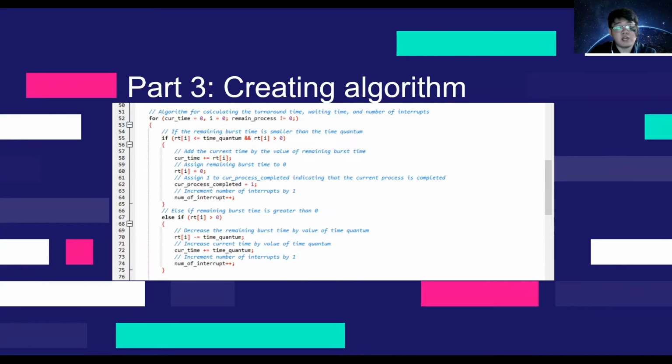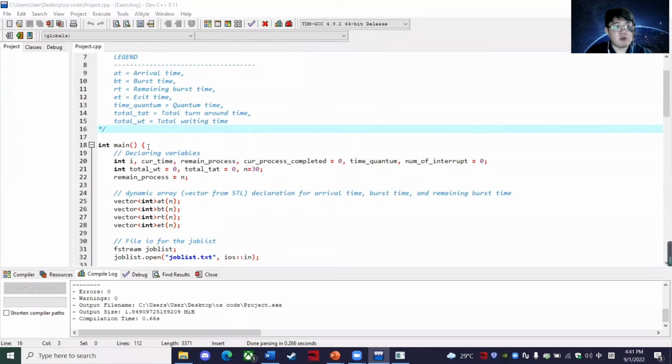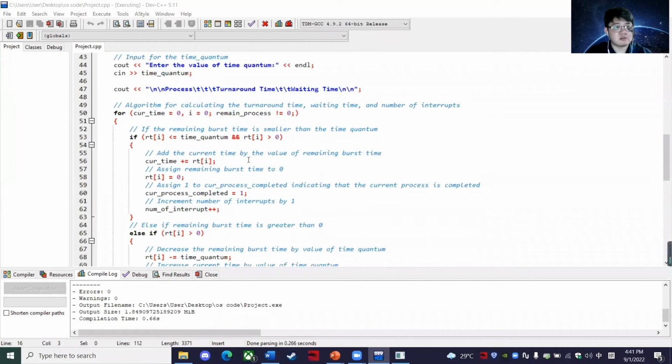The third part that I would like to mention is creating the algorithm. Here, we create the algorithm to calculate the turnaround time, the waiting time, and the number of interrupts for job list 4. And lastly, the fourth part, printing out the results, where we print out the average turnaround time, the average waiting time, and the number of interrupts of the 30 processes in job list 4. Okay, this is how our full program looks.